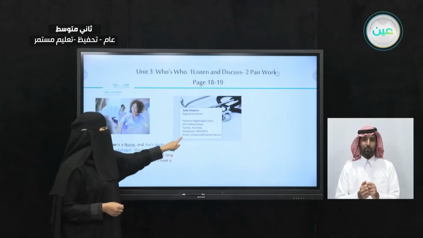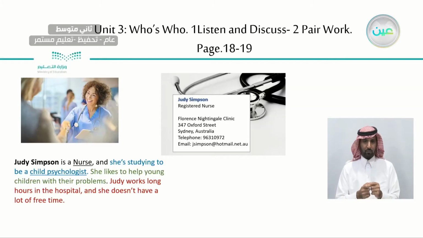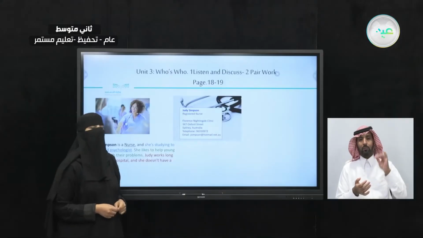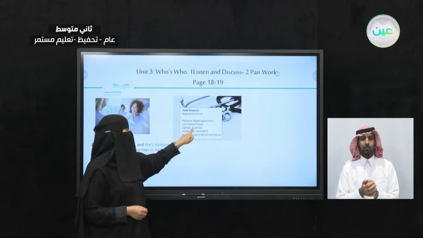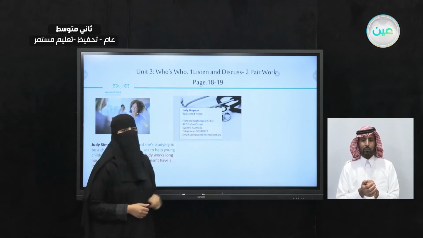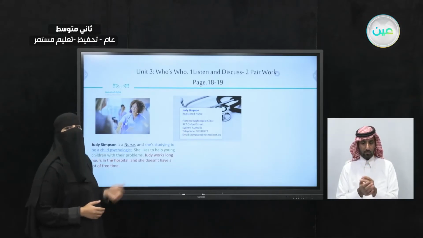But look at her email address. It's jsimpson@hotmail.net.au. What does it represent? AU. AU for Australia, because her address is in Sydney, Australia. Now, let's take a look at the description of her job.